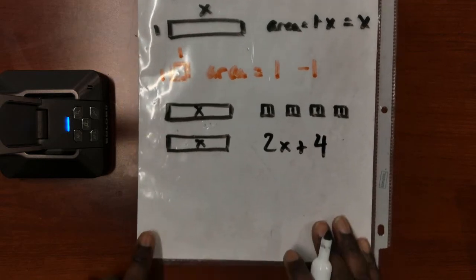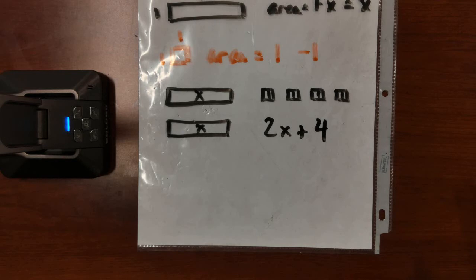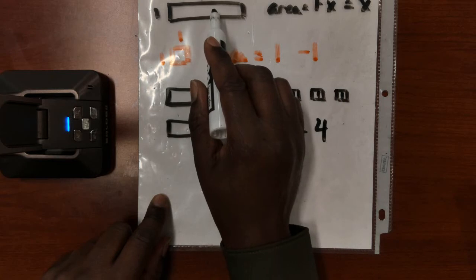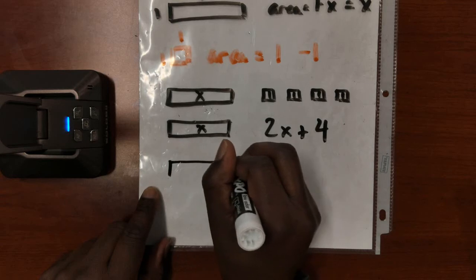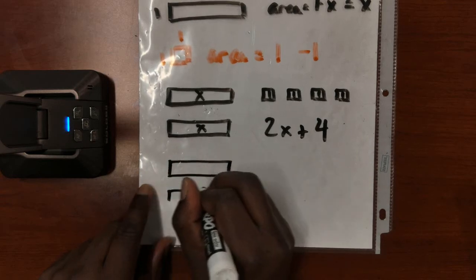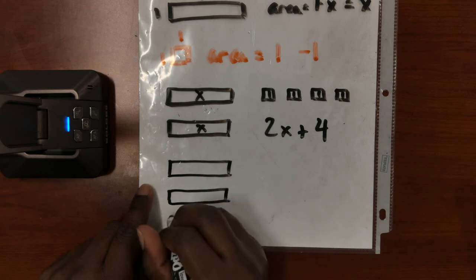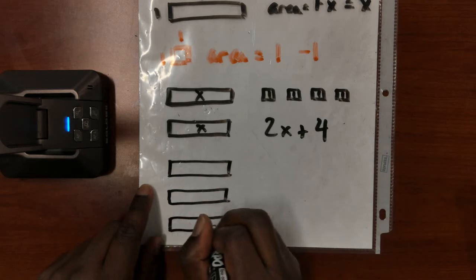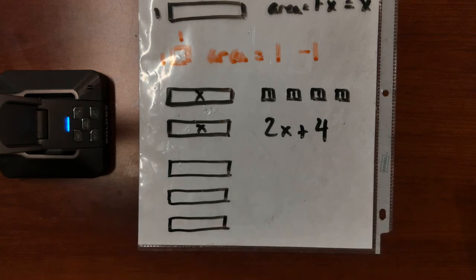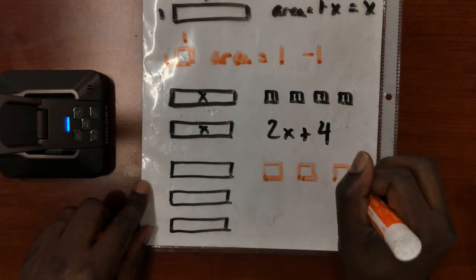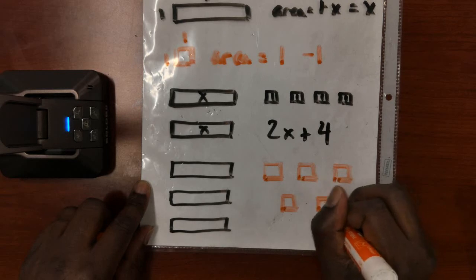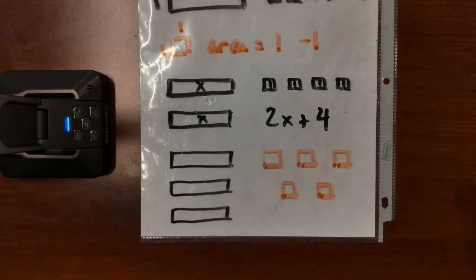Let's say we had to represent, for part B, it says sketch a diagram of algebra tiles that represent 3x minus 5. So we're going to have 3 of these, but 5 of our negative ones. So this is going to be 1, 2, 3. Okay, and 1, 2, 3, 4, 5.